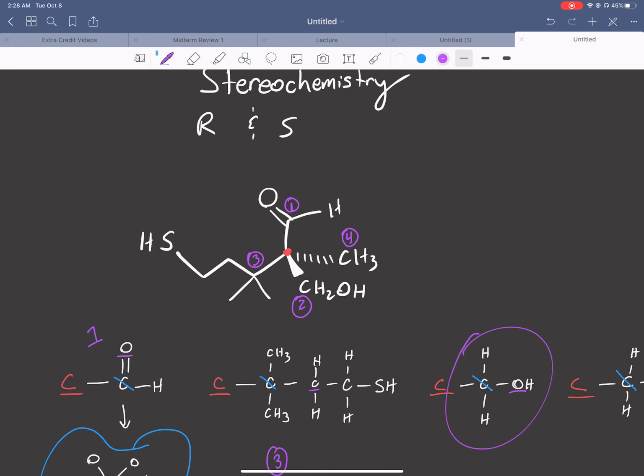All right, and so our lowest priority group here is dashed. So what we're going to do is cross it out and draw our arc from 1 to 2 to 3. 1, 2, 3, clockwise, equals R.